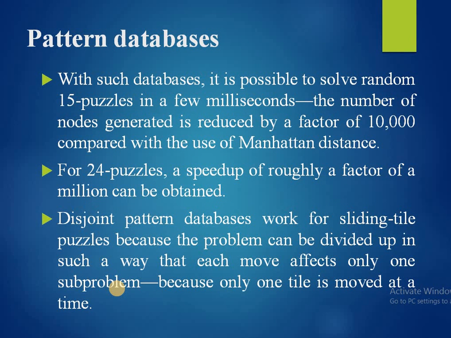With such databases, it is possible to solve random 15 puzzles in a few milliseconds. The number of nodes generated is reduced by a factor of 10,000 compared with the use of Manhattan distance. For 24 puzzles, a speedup of roughly a factor of 1,000,000 can be obtained. Disjoint pattern databases work for sliding tile puzzles because the problem can be divided up in such a way that each move affects only one subproblem, because only one tile is moved at a time.